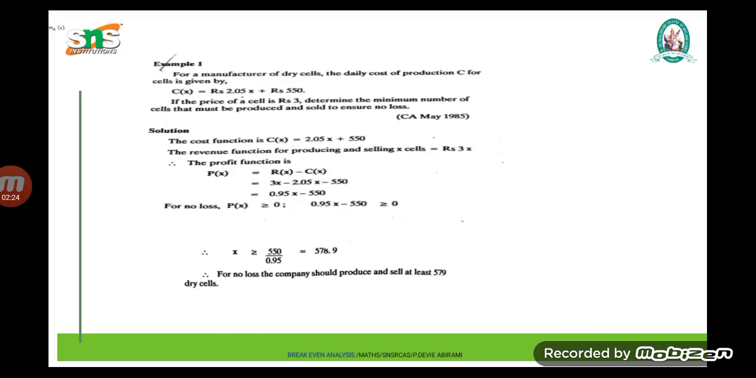If I equate this equation with greater than or equal to 0, I will get my x value as 578.9. We should not express the dry battery cell in decimal, so I am approximating this. I will get the value as 579 batteries. So for no loss, the company should produce and sell 579 dry cells.